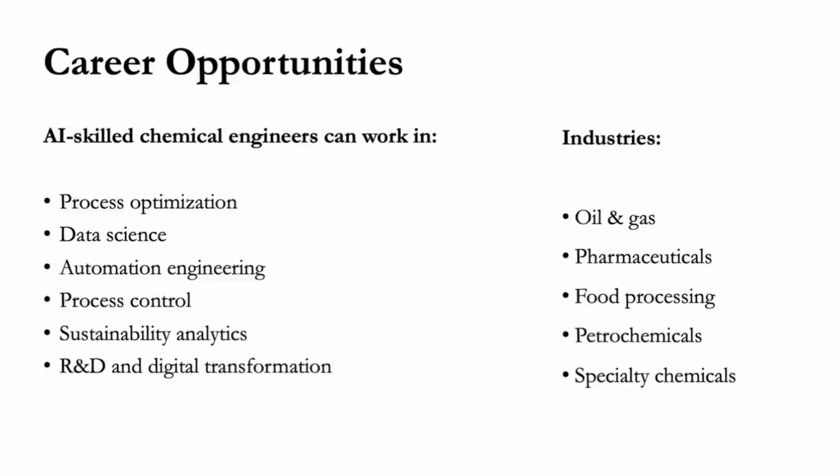To summarize, AI is reshaping chemical engineering. Python is the foundational skill. Machine learning libraries enable intelligent modeling. Aspen Plus remains industrially critical. Visualization and version control improve productivity and professionalism. The future chemical engineer will not only understand chemical processes, but also data, automation, and artificial intelligence.